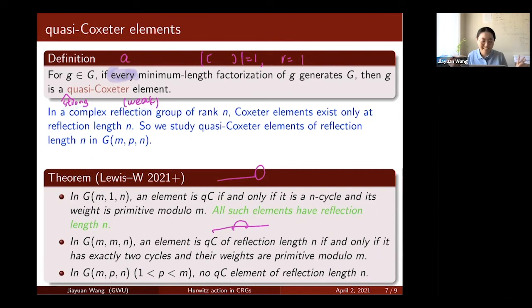But in the exceptional case, they are not the same. Recently, Joel has found an element in G10 which has 2 minimum length factorizations. One generates the whole group, but the other does not. So in the exceptional case, these two really have a significant difference. But in G(m,p,n), these two are exactly the same.